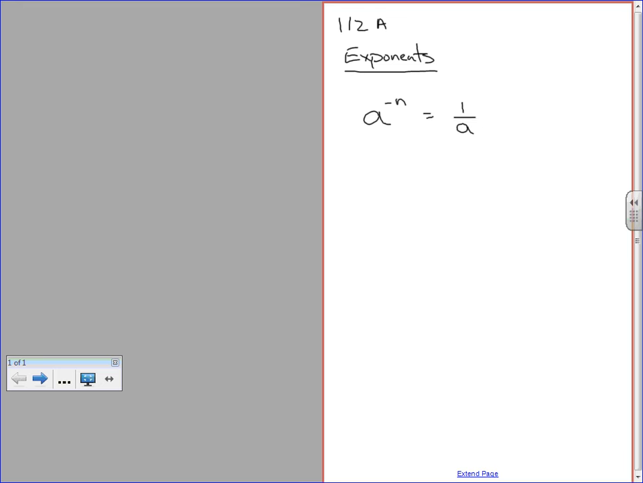And it's very important that when you flip the base, you put brackets around it. And then you write the corresponding positive exponent. So if you have a fractional base, same thing, the base is A over B. The negative exponent tells you to flip the base, put brackets around it, and use the corresponding positive exponent. Any questions on that? Okay.